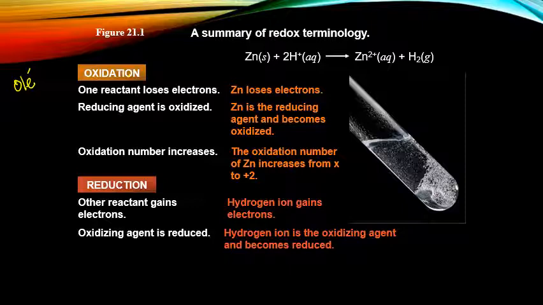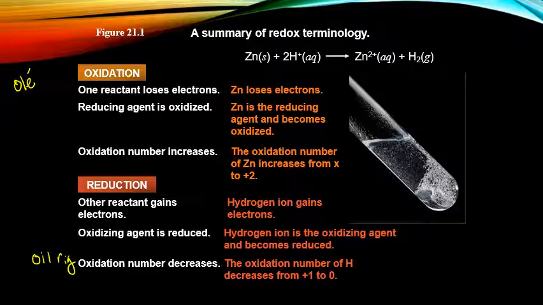So there's a couple other ways that you can do it. The traditional Leo the Lion says GER, where losing electrons is oxidation, gaining electrons is reduction. You have the Olé, at least for the oxidation, and then the last one that you can look at is OIL RIG. And with OIL RIG, oxidation is losing, reduction is gaining. And so if you just remember that this is all in terms of the electrons, it makes it pretty easy to remember which is which.